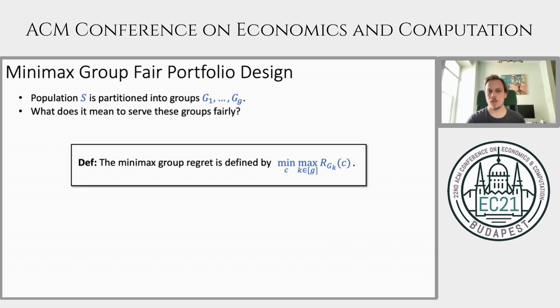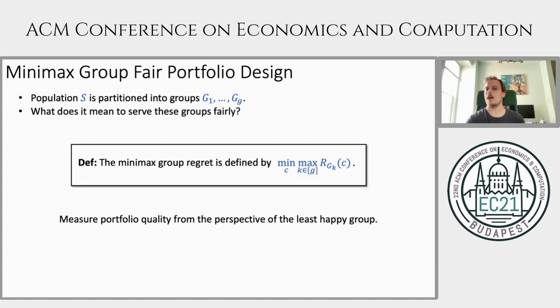So even if some portfolios do a good job of serving all but one group, if that remaining group is unhappy, we will deem that those portfolios are not doing well according to our objective. And of course, this leads to fairness in the design of portfolios because the designer cannot prioritize any one group over the rest unless they happen to be the highest regret group.